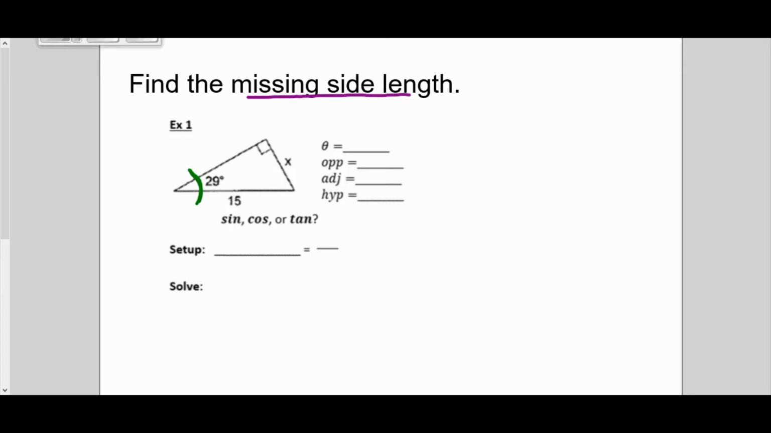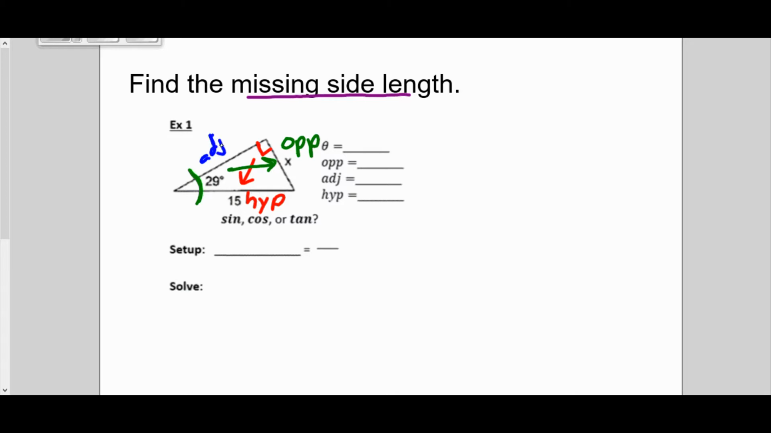What we're going to do first, just like before, is identify what our side lengths are when we look at our reference angle of 29 degrees. Let's start with the hypotenuse. Remember, the hypotenuse is across from the right angle. So 15 is my hypotenuse. Now I'll label my adjacent and my opposite. Let's start with the opposite. Remember, opposite is across from your reference angle. And the adjacent, remember, is the side that touches your reference angle. So here's adjacent.